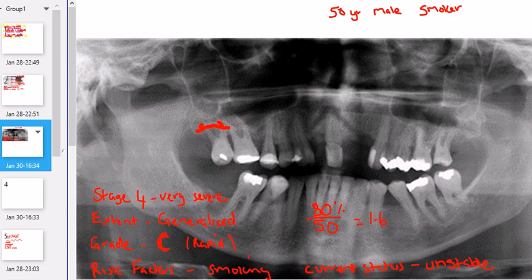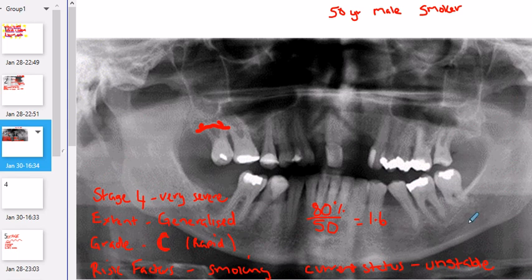So a 50-year-old male patient who's at stage 4 periodontitis, which is generalized, grade C, unstable condition with risk factors of smoking. And that is effectively grading and staging of periodontal disease.